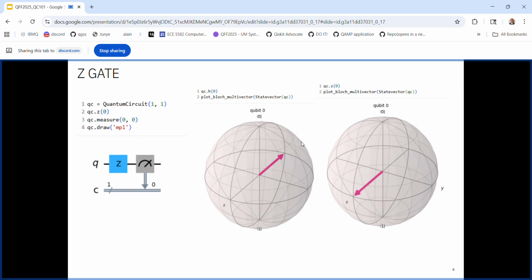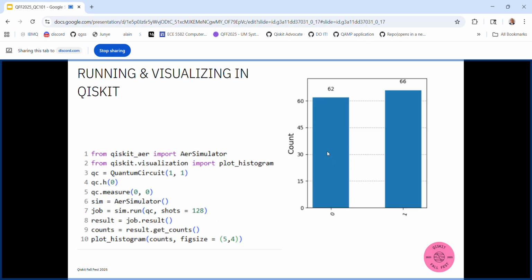Now this Z gate does rotations around that Z-axis, does rotations along the equator around the Z-axis. So we have these 3 degrees of freedom that we are working with on any individual qubit.